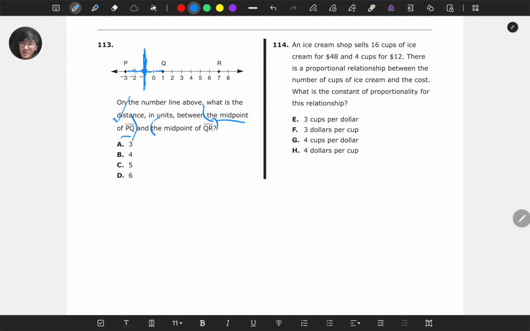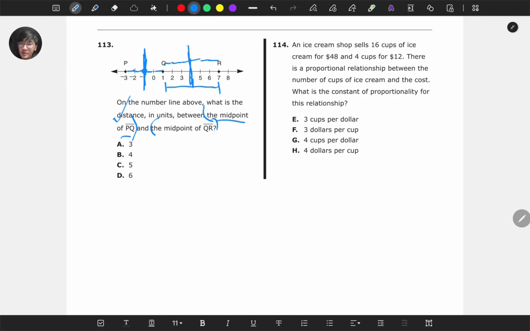So this is for this piece. And now the midpoint of QR, so from 1 to 7, you could use the averaging trick, the 1 plus 7, and divide that by 2. It's going to be 4. Right? Or you could just wing it like this, and you see 1, 2, 3, 1, 2, 3. And that's okay. So it's going to be here.